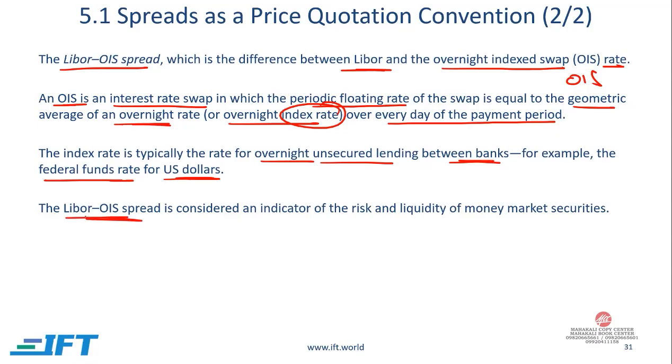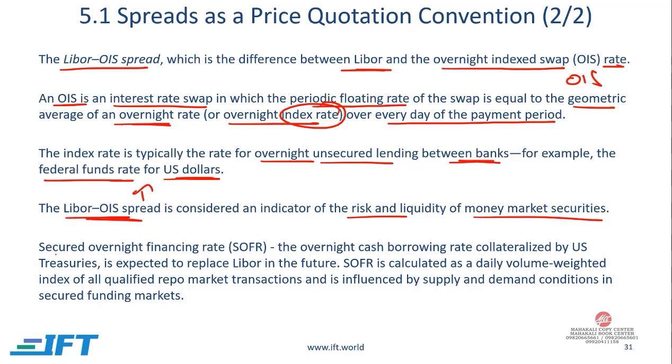The LIBOR OIS spread is considered an indicator of the risk and liquidity of money market securities. And as before, if this goes up, so if the LIBOR OIS spread increases, this means that the risk and liquidity of money market securities is going up.